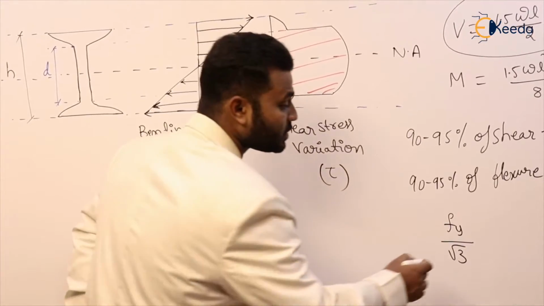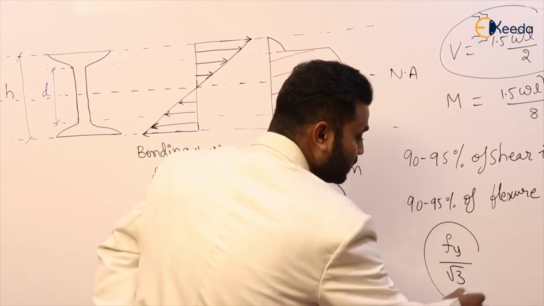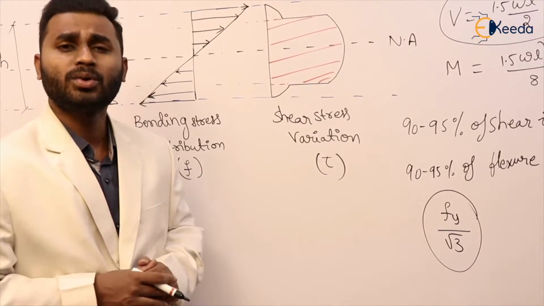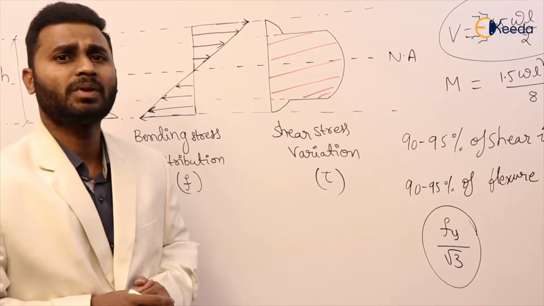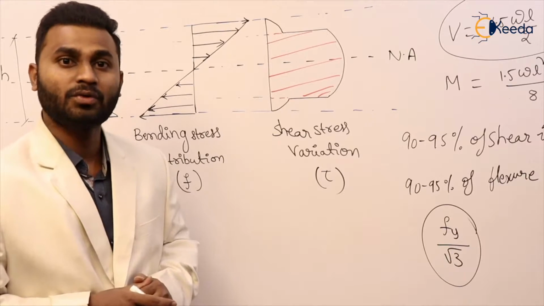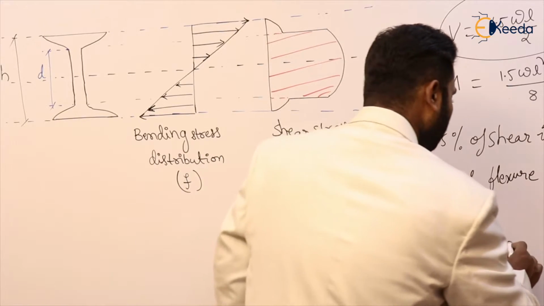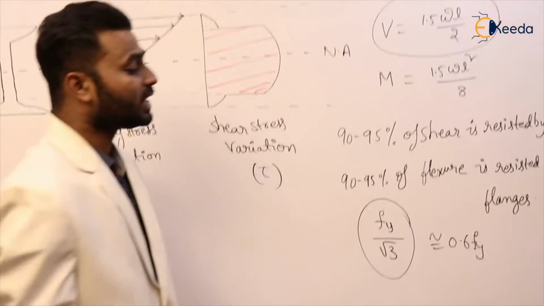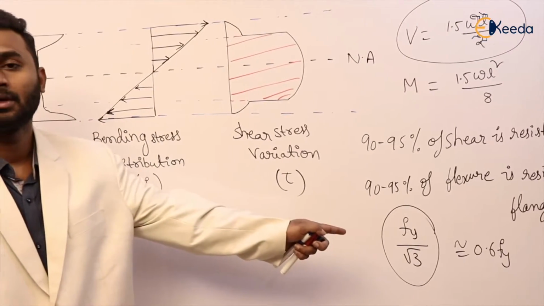So this factor is based on the distortion energy theory. So 1 by root 3, how much is it? If we simplify it, 1 by root 3 is nothing but 0.577. We can approximate it to 0.6 Fy. Now high shear case and low shear case depend upon this.